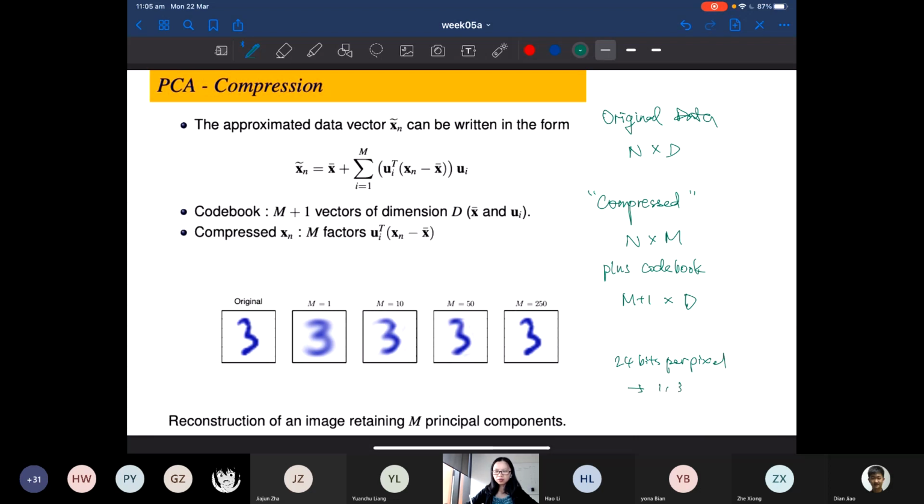So there's 1, 3, 5, and 7 bits per pixel. It's 24 bits originally because it has 3 channels RGB, and each is expressed in 0 to 255. So it's worth noting that this is by far not the best image compression algorithm, or even a practical one.